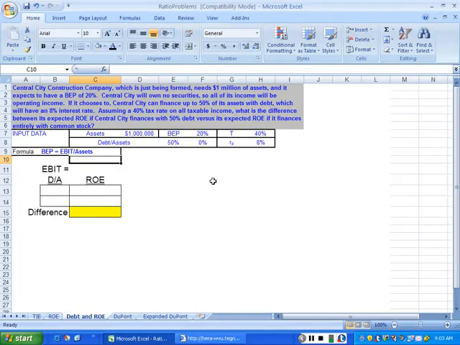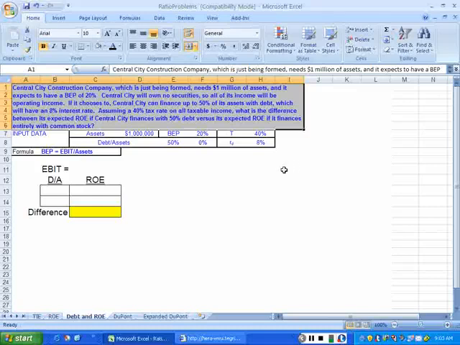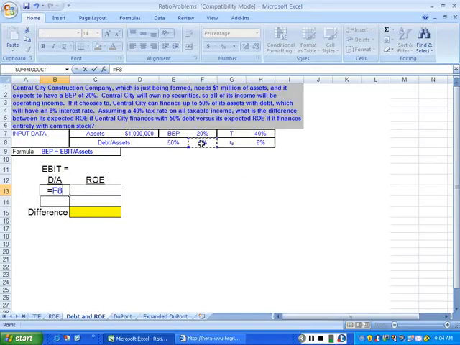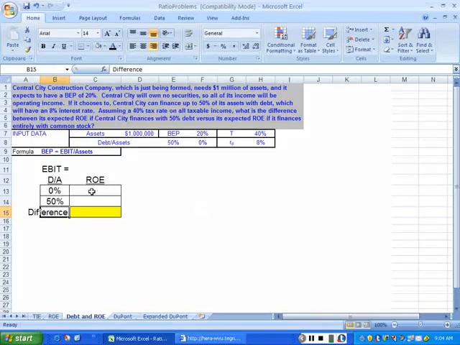Assuming we have a 40% tax rate on all taxable income, what it asks for is what's the difference between its expected return on equity if they finance with 50% debt versus its expected ROE if it finances entirely with common stock. So this is a lead-in to where we're going to begin to talk eventually about the DuPont expansion, which will measure this explicitly, but here just to try to illustrate what's going on. So we have two scenarios we want to look at. That would be a debt-to-asset ratio of 0%, so you just finance it all by equity, versus a 50% ratio. And what we want to know here is what is going to happen with that return on equity in either of these circumstances.